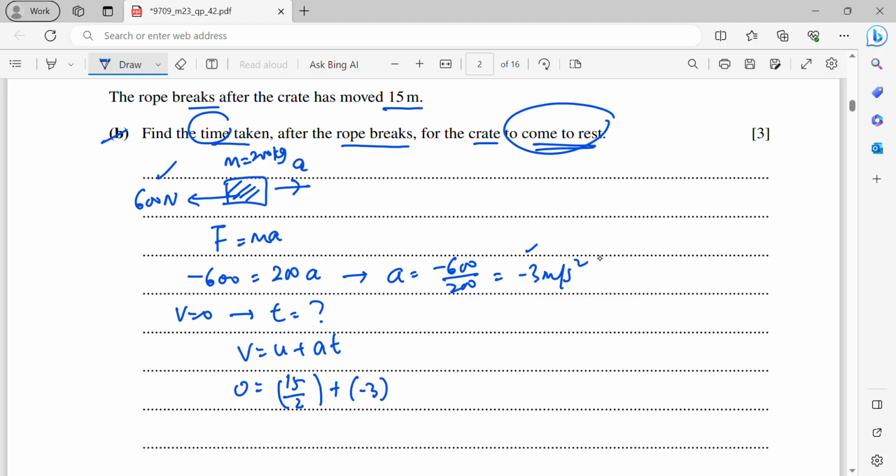And then times t. So from here, 15 over 2 equals 3t. Therefore, the t is going to be, just move down the 3, so I will be getting 15 over 6, which is 2.5 seconds. So that's the solution of the time.